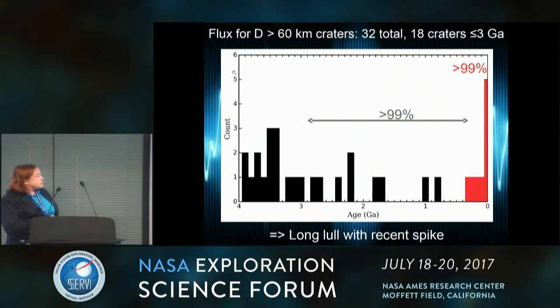So going down to 60 kilometers, again, we see this very recent spike is still quite significant. There's even, I think, 1 or 2 more craters that formed in this time frame. The spike here at either 1.8 or 2.2 has disappeared, is no longer significant, but there's a potential lull until this very recent spike.